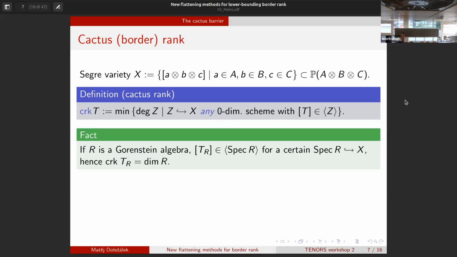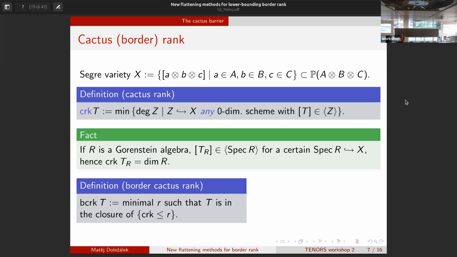And something I will need, which I want to state as a fact, is that if I take a structure tensor of a Gorenstein algebra, then these are known to have as small a cactus rank as possible, because there is actually a way to embed spec R, so the zero-dimensional scheme given by this algebra itself, into the Segre, such that the structure tensor lies in the linear span, so that there is a sort of tautological statement about this. I'm talking about cactus, yeah. That's the structure tensor of the algebra, so that's given by the bilinear map A tensor B goes to A times B.